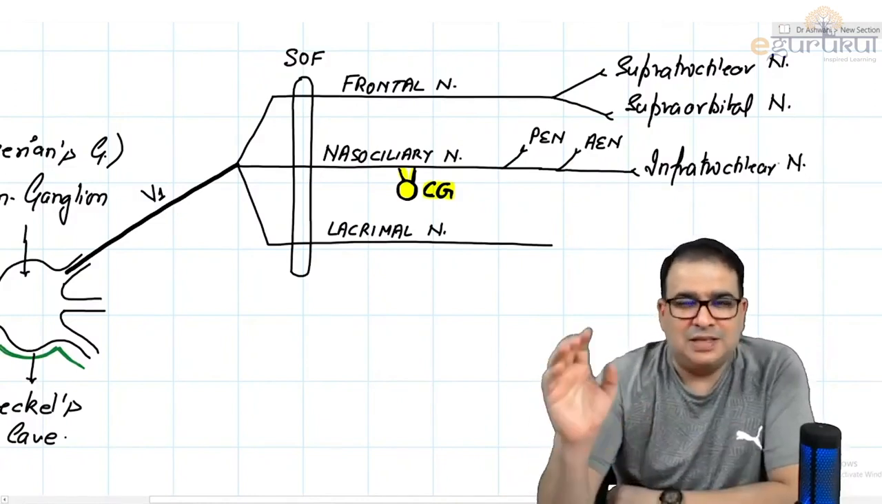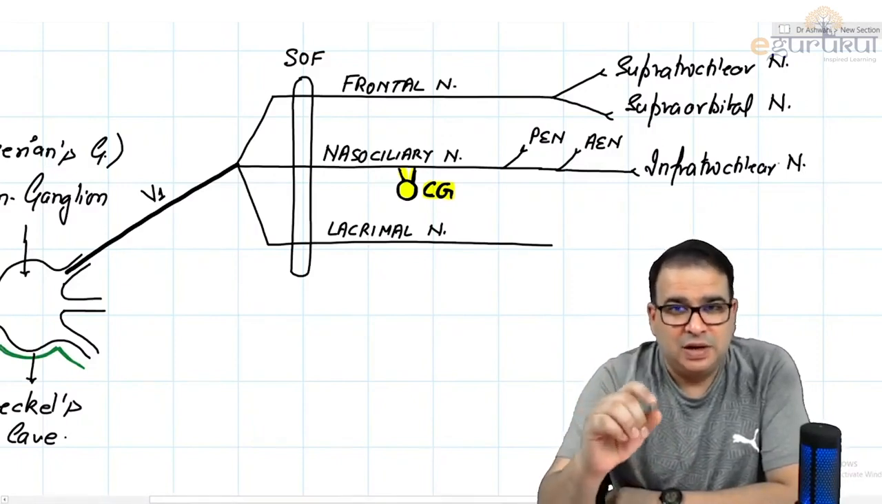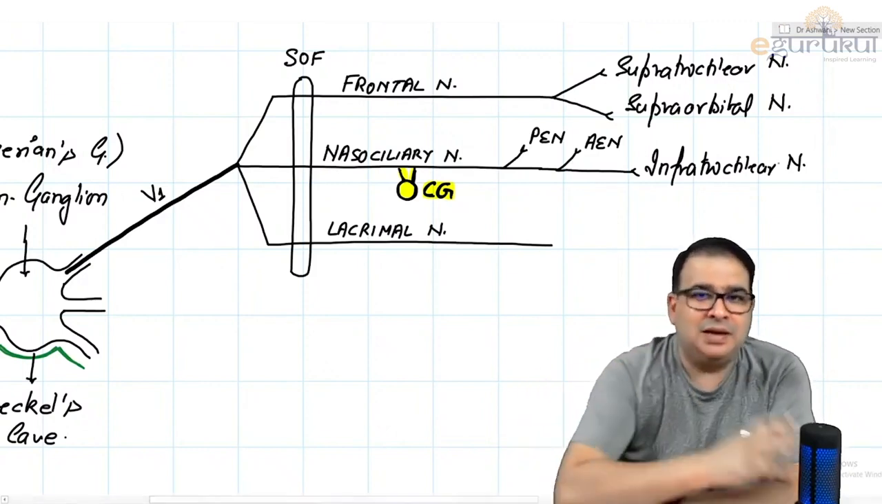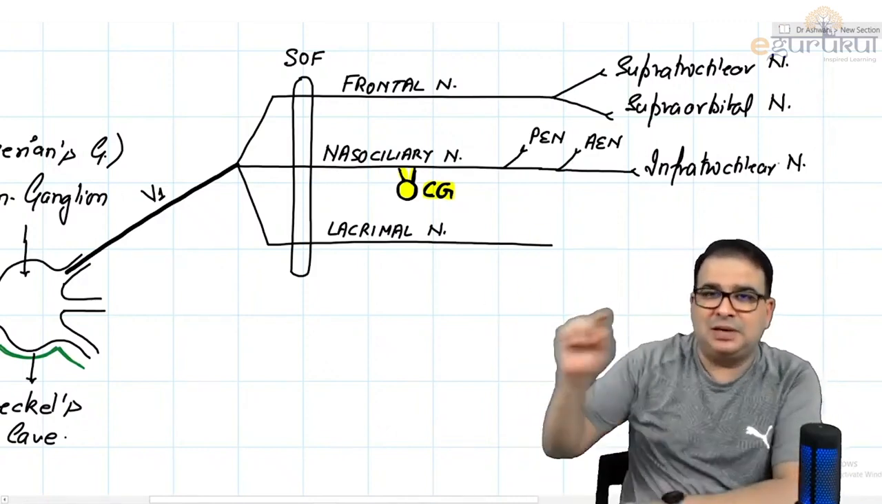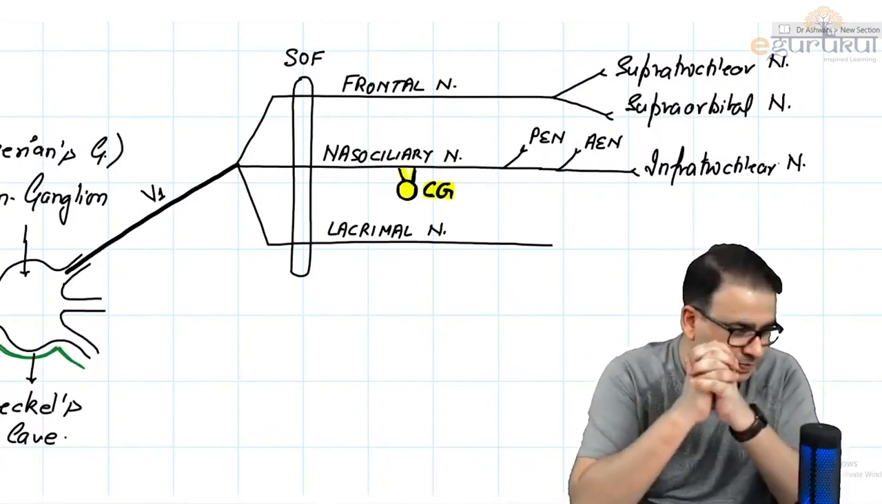So infratrochlear is basically the continuation of, or you can say it is a branch of which nerve? Nasociliary nerve. PEN and AN zarur likhna guys. That is posterior ethmoidal nerve and anterior ethmoidal nerve. I'm going to discuss these nerves in detail, but just write it now. Posterior ethmoidal nerve and anterior ethmoidal nerve.